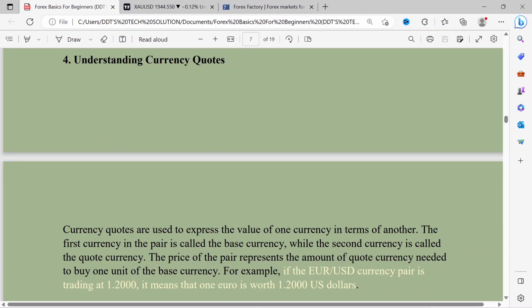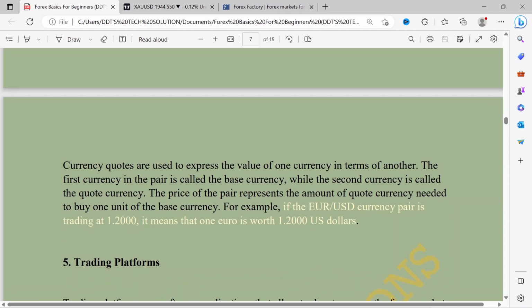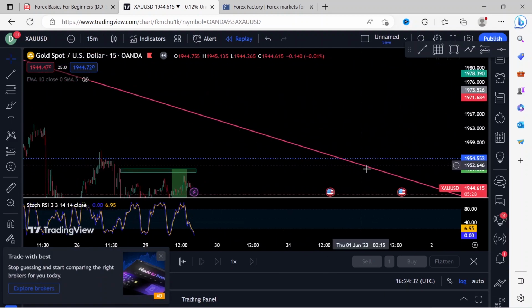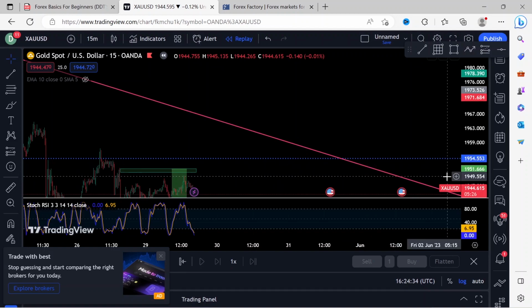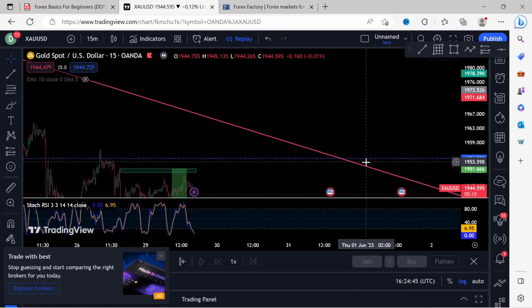So understanding currency quotes, if anytime you buy a currency pair at, let's say, 1.2 thousand, it means that 1 euro is worth 1.2 thousand. So coming to my charts, anytime I buy at this blue price, you see that 1954.553. So anytime I buy gold, so this is a gold chart.